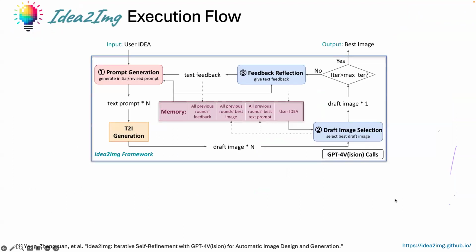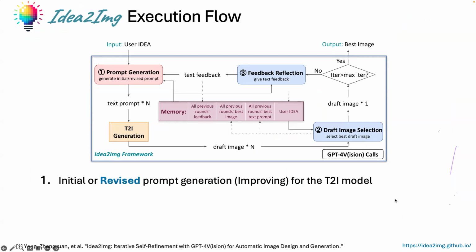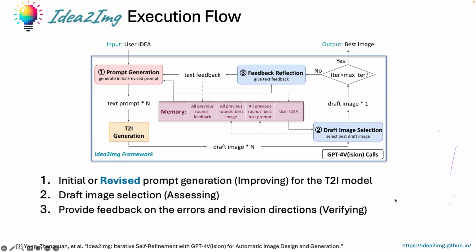So to achieve the automation of visual design, Idea to Image leverages GPT-4V for each step in its execution flow. First, for prompt generation, it includes initial prompt generation and also revised prompt generation in following iterations when provided with feedback. Second, after the T2I model generates multiple draft images, like in Midjourney, where you get 4 at a time, GPT-4V is instructed to assess these candidates and select the best draft image that is closest to the requirement. Third, it reflects on its selection. If the draft image is still not fitting the requirement, it provides feedback on the errors and the revision directions in text format, which will again be used in step 1 for prompt generation.